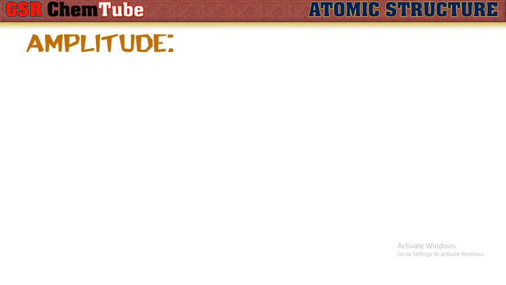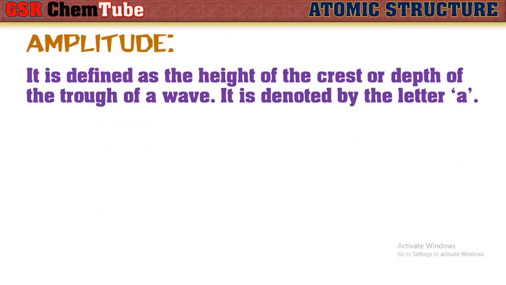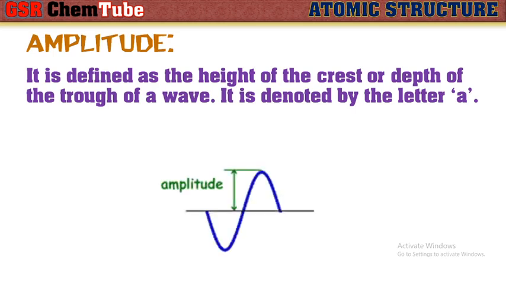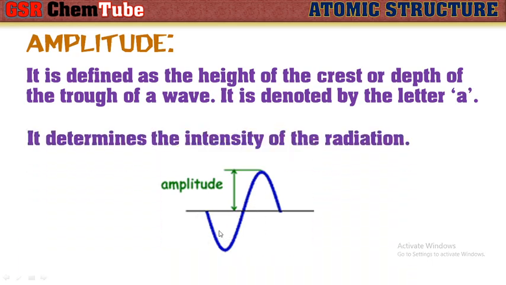Next one, amplitude. It is defined as the height of the crest or depth of the trough of a wave. It is denoted by the symbol A. Suppose if it is a wave, the height of the crest or depth of the trough is taken as the amplitude of this wave. It determines the intensity of the radiation.